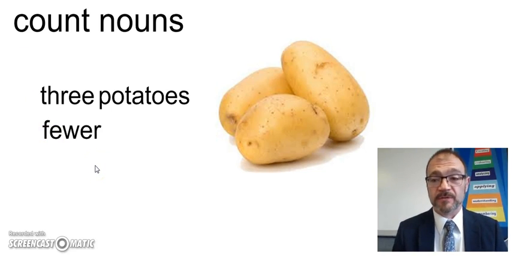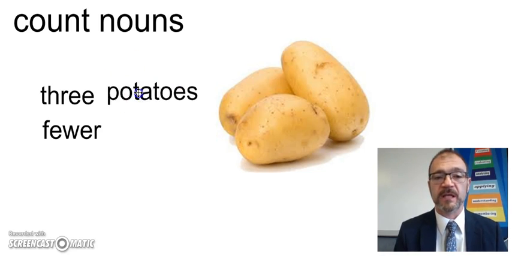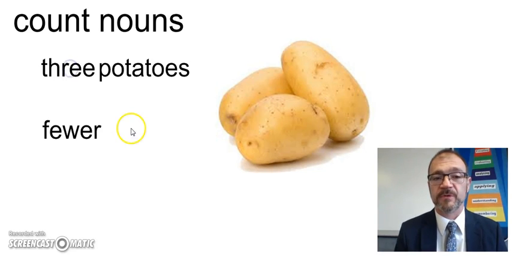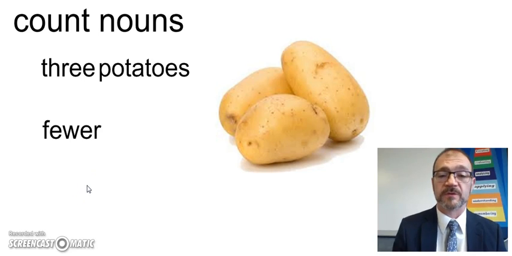Staying with potatoes for a bit longer, another way of looking at nouns is to say whether or not there's something that you can count. Now, you can see here, there's a picture of some potatoes. 3 potatoes. You can count them. 1, 2, 3. Now, if you were to take one away, there would be fewer potatoes.